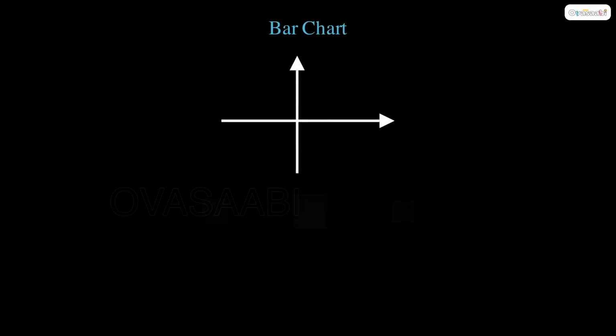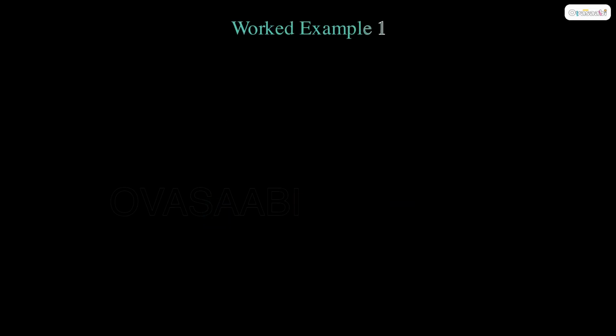A bar chart uses rectangles called bars to show data. The height of each bar shows the number, and the gaps show the groups are separate categories.